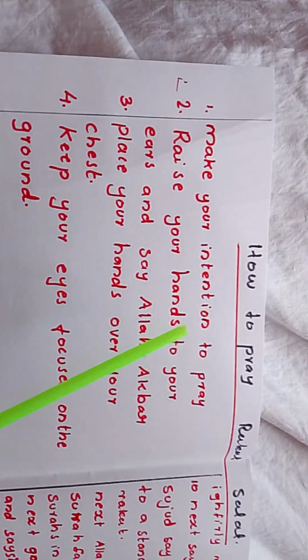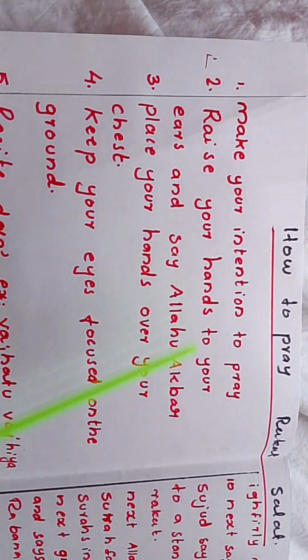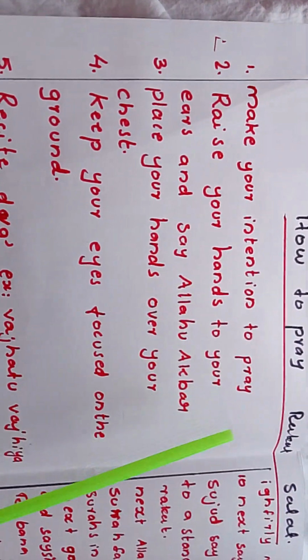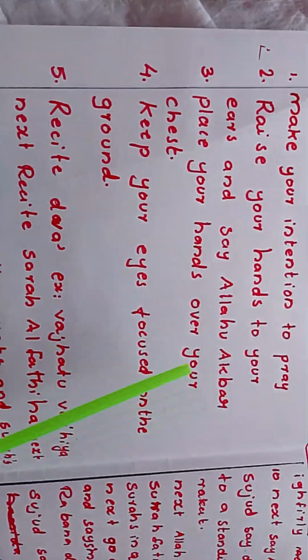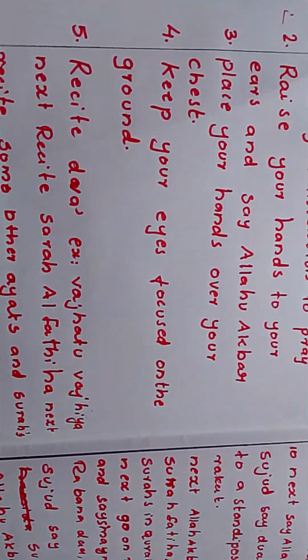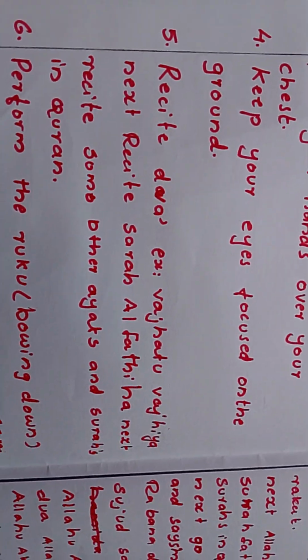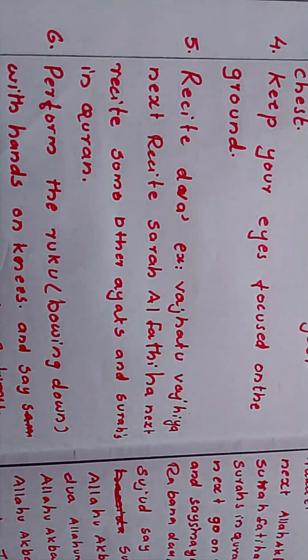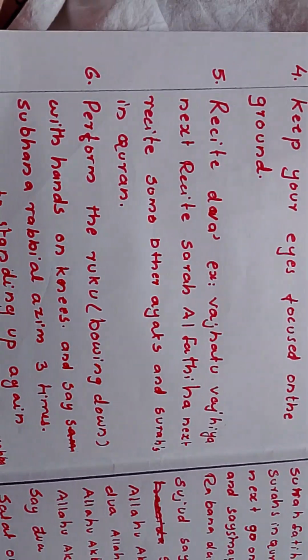First of all, make your intention to pray and raise your hands to your ears and say Allahu Akbar. Place your hands over your chest. Next, keep your eyes focused on the ground. Next, recite the dua Wajjahtu wajhiya. Next, recite Surah Al-Fatiha, then some other ayats and surahs of the Quran. Before Fatiha, first recite A'udhu Billahi Minash Shaitanir Rajim, and at the end say Amin.